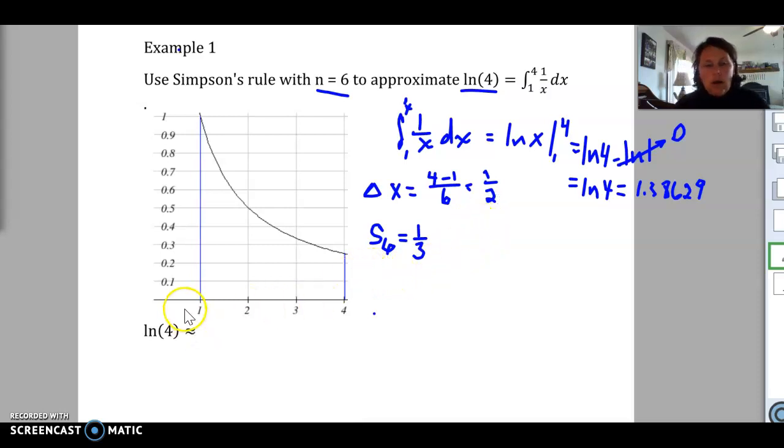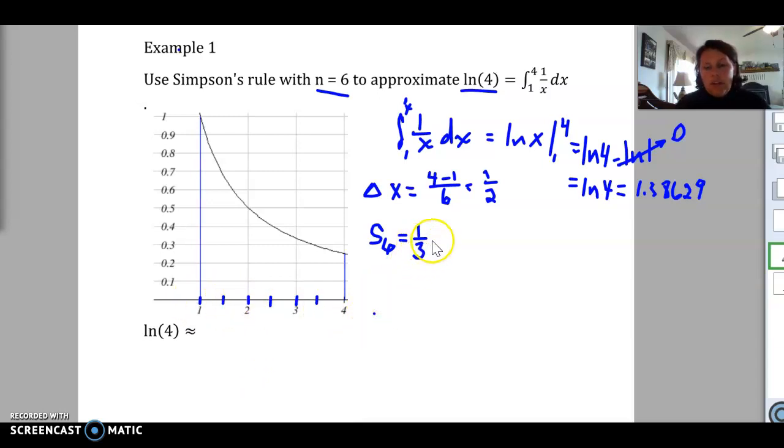So we need to know what our endpoints are. So I'm just going to draw them out on here. So we're going to start at 1, and then our next one's going to be at 1.5. And then another half is 2, 2.5, 3, 3.5, and 4. And that's going to give us 1, 2, 3, 4, 5, 6 subintervals. Okay, so those are all of the endpoints that we want to use.